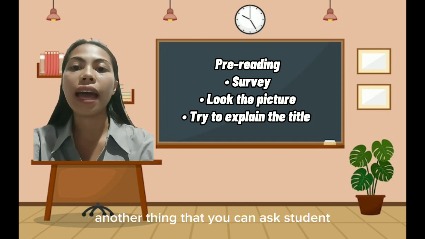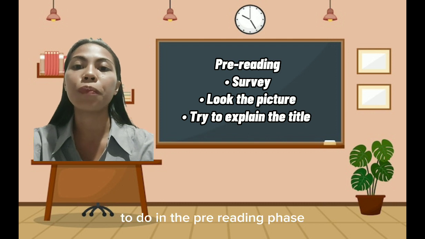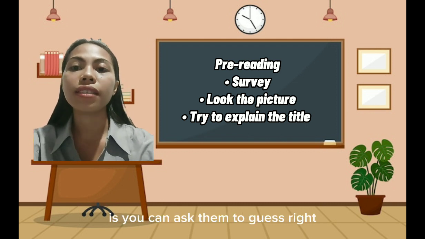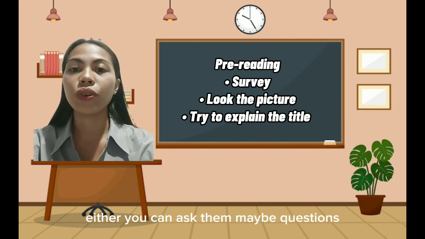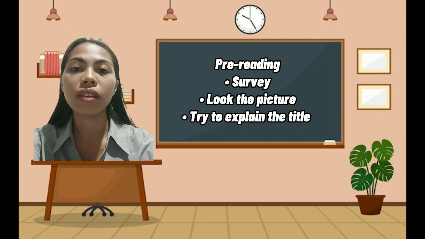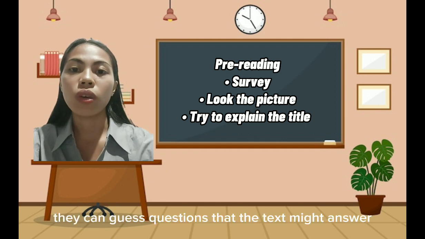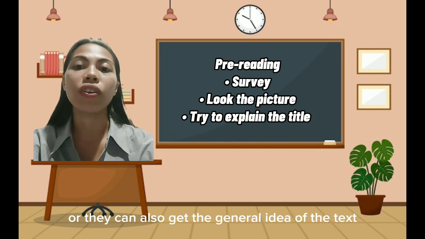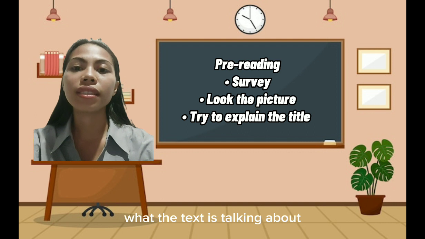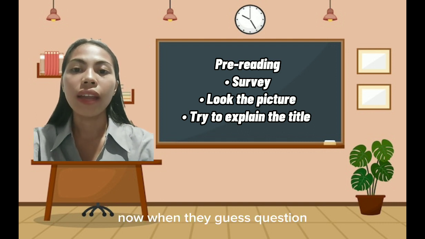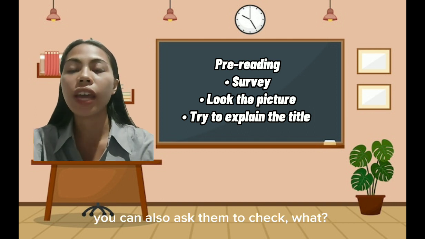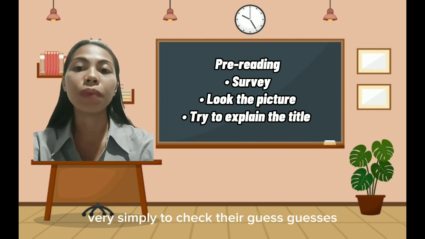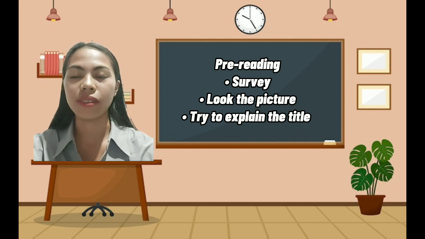Another thing that you can ask students to do in the pre-reading phase is to guess. They can guess two things. Either you can ask them to guess questions that the text might answer, or they can also guess the general idea of the text, what the text is talking about. Now, when they guess questions, you can also ask them to check what? Very simply, to check their guesses.